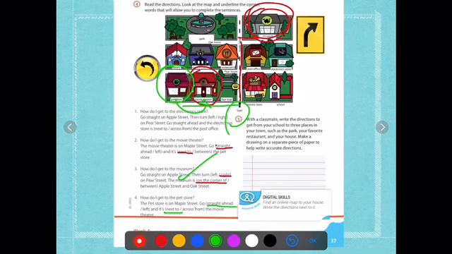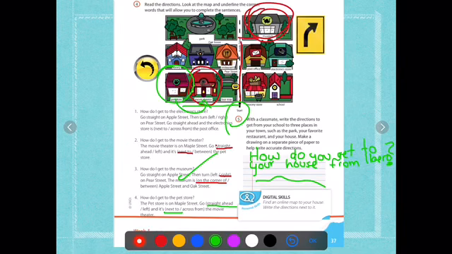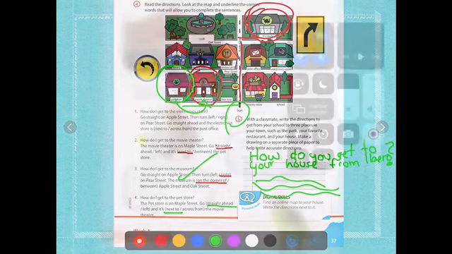here. For example, I'm going to ask you a question. How do you get to your house from Ibero? So if you are in Ibero and if you want to get to your house, what would be the direction that you would take? Write it down here on the space provided.